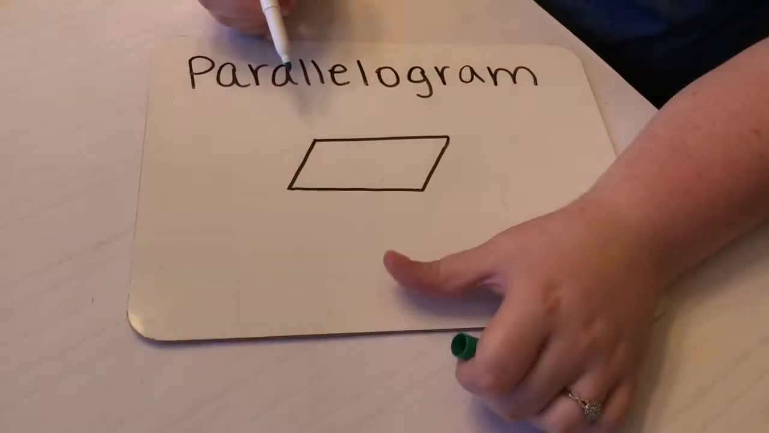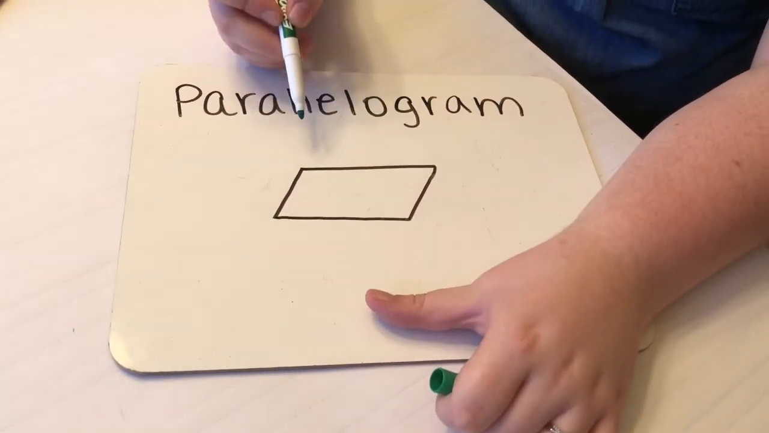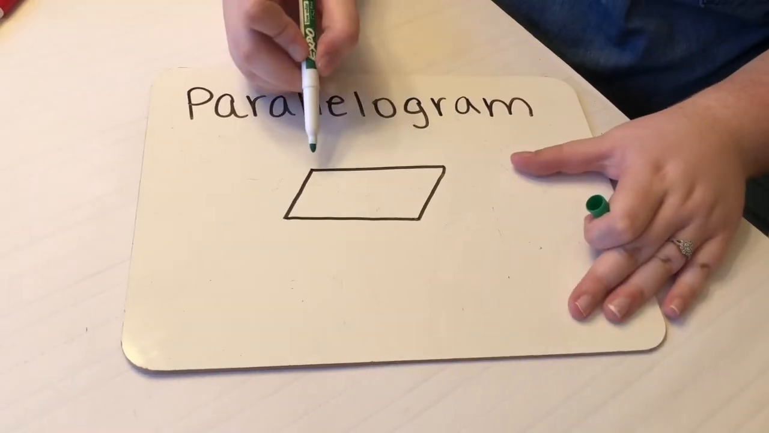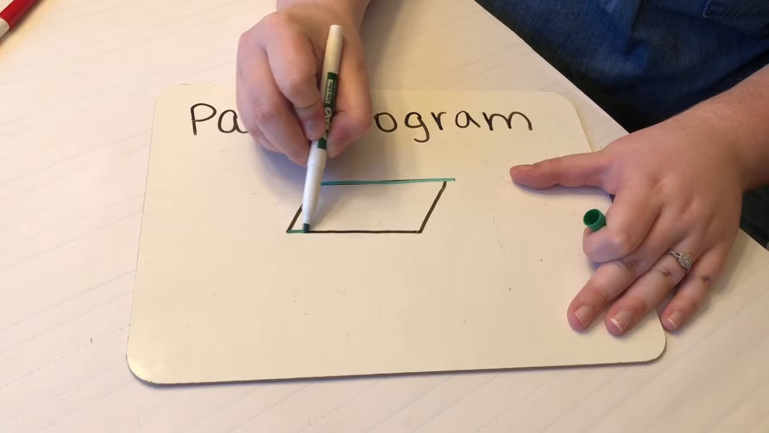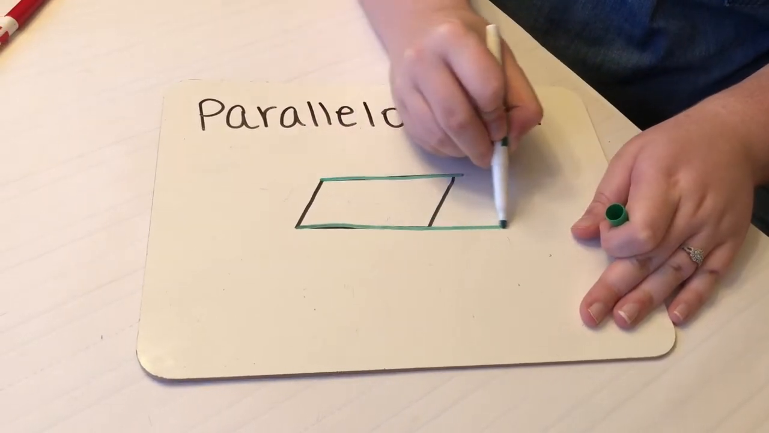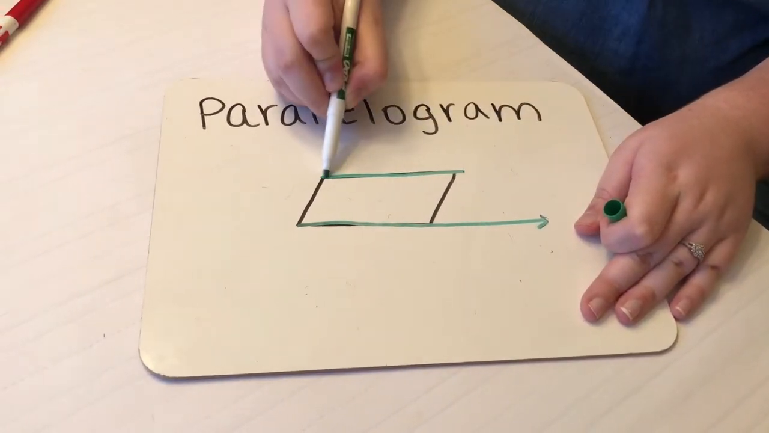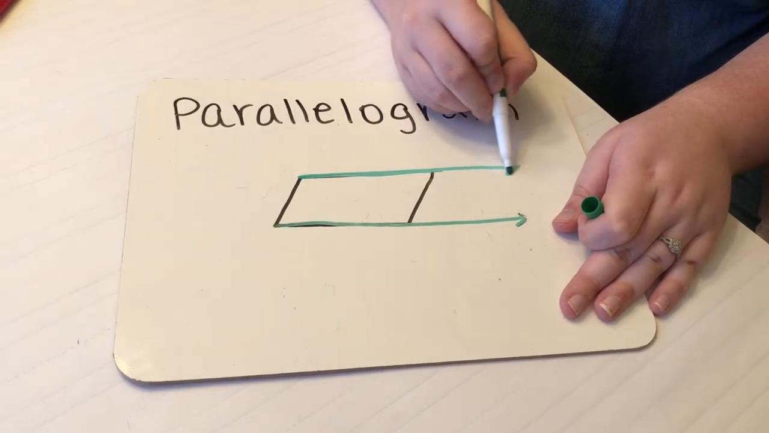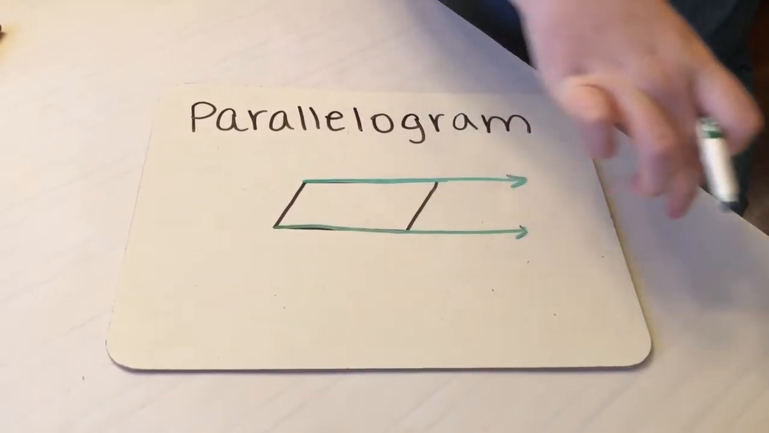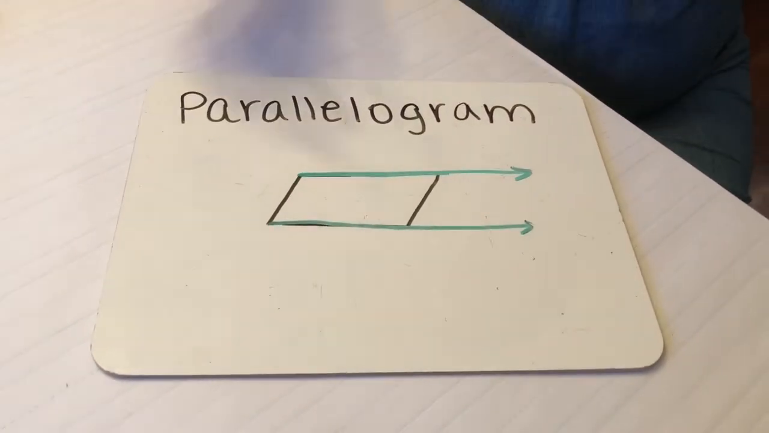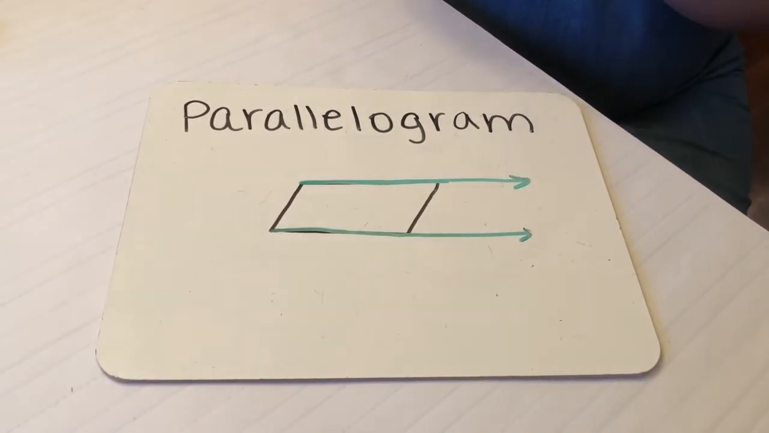So let's see what parallel lines we have in our parallelogram. First, let's see which 2 lines are going the exact same direction. We have this one and this one. If they were to continue, they would still never cross because they're going the exact same direction. There's never going to be a time where they're going to cross each other. So that's one pair of parallel lines.